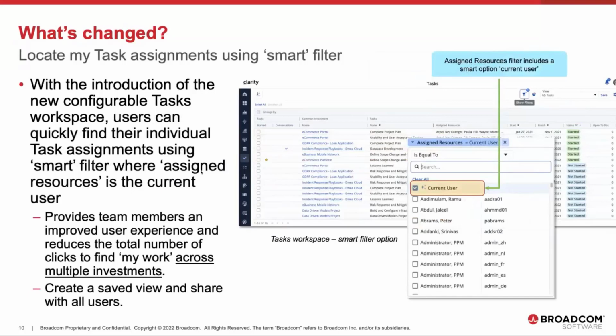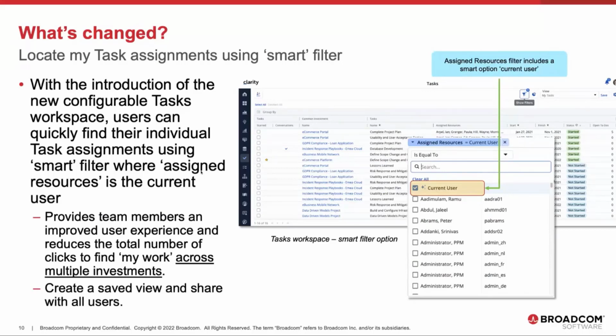This can be accomplished the same way, in a different manner, of course, but from the My Tasks workspace, simply leveraging the new capability around configurable filtering. In this example, you would select assigned resources and you would select the current user. That's kind of our smart filter there. So once set, this would bring up all tasks for which the current user, the logged in user, is assigned across multiple investments. And that's kind of the key thing.